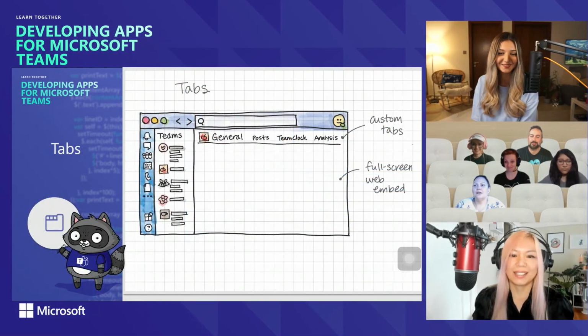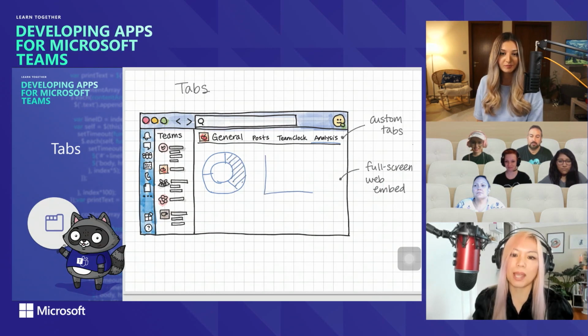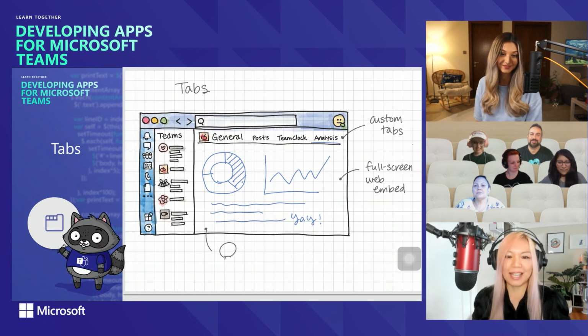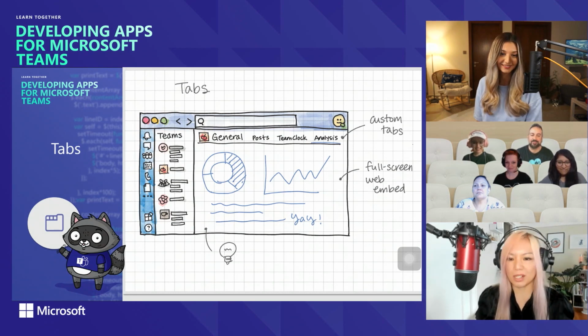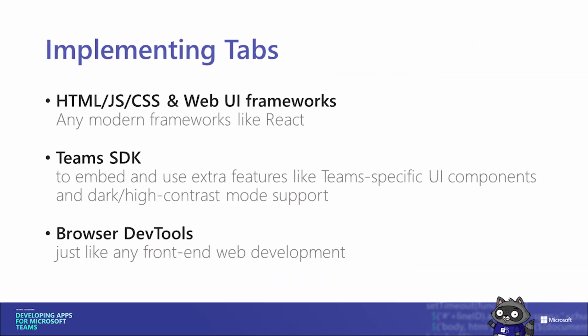Yay. And some business analysis too. You might want to create a cool data visualization like this. It basically taps a web app embedded in an iframe in the Teams client. It would be nice to have dark mode too. I'm a dark mode person. Yeah, so Teams SDK does support dark mode and high contrast mode, so you should definitely add the feature to your app. Tabs are great, especially for web developers.